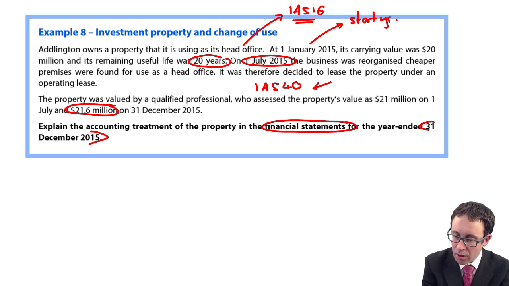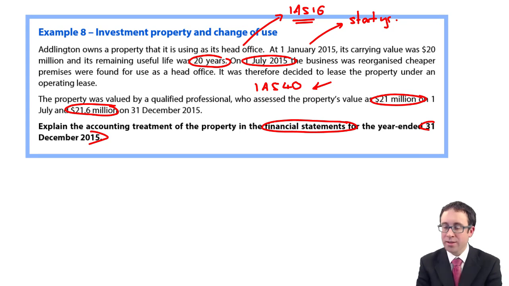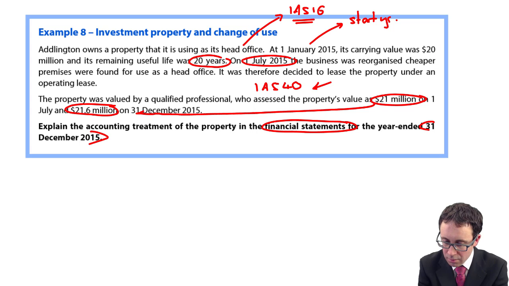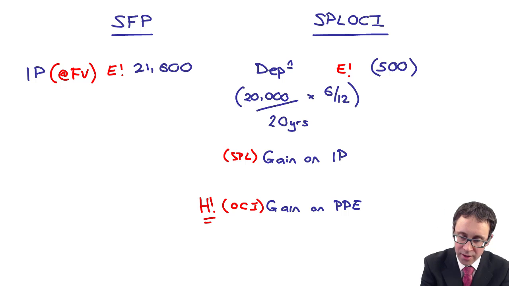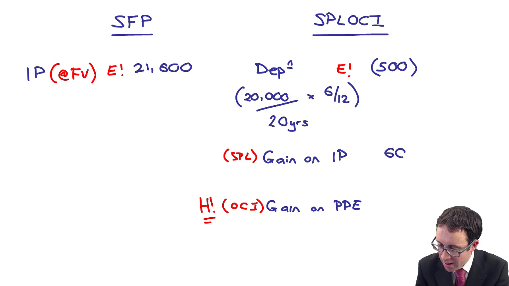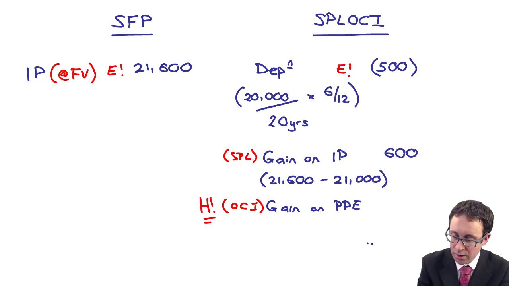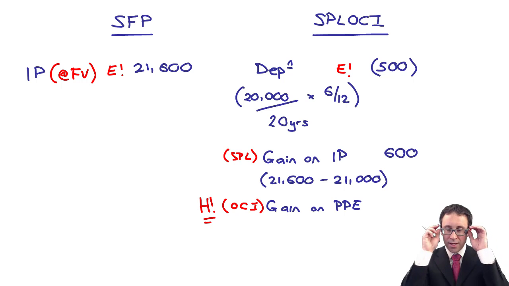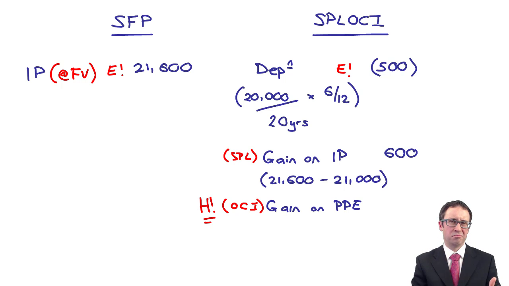Because more importantly, we were told that at the date of change, the fair value was 21 million. So there will be some gain that goes to OCI as we increase it from its carrying value upwards. But more importantly, it increased by 0.6 million by the end of the year. So that gain on investment property is the $600,000. Pretty straightforward, yeah? Not too bad.